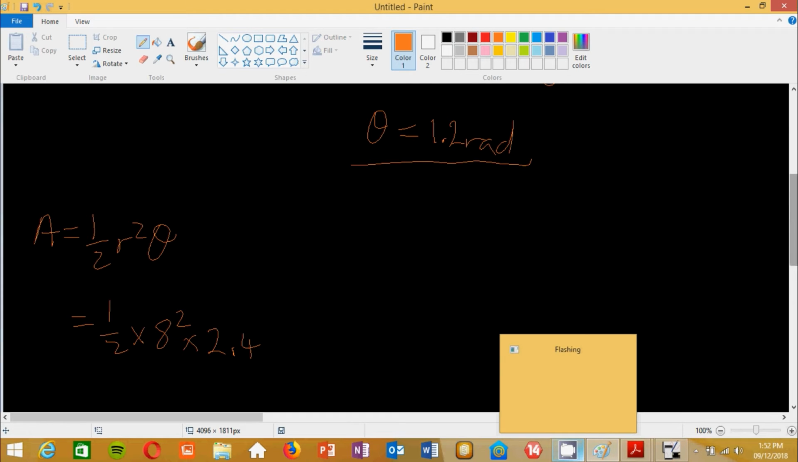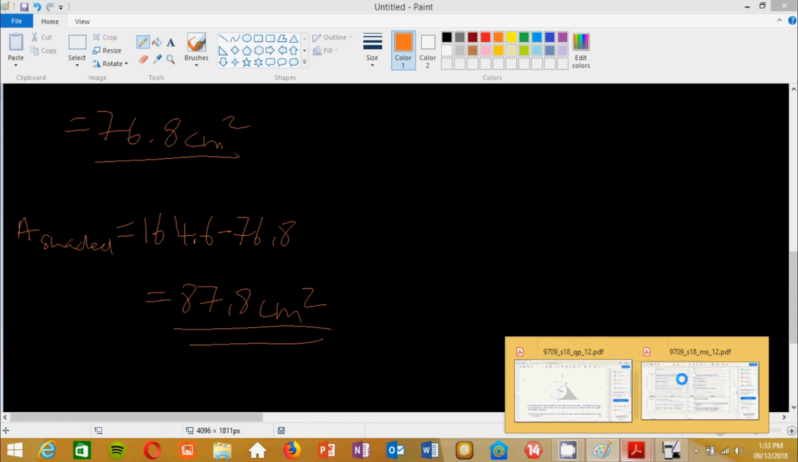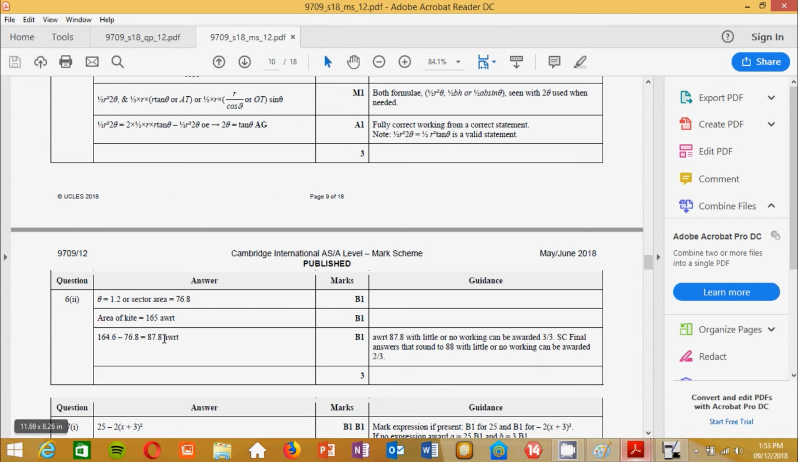And what does that give us? Well, that gives us 76.8 square centimeters. So now the area of the shaded region, let's have a look at the mark scheme on what the answer is. And boom, 87.8 square centimeters.